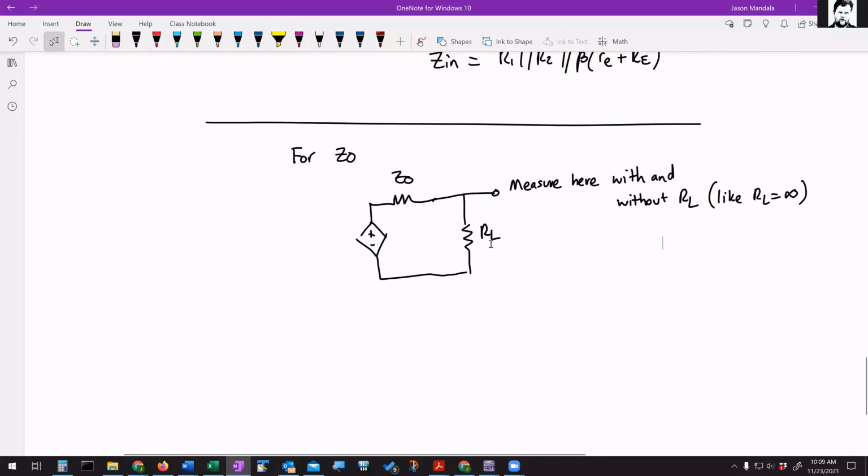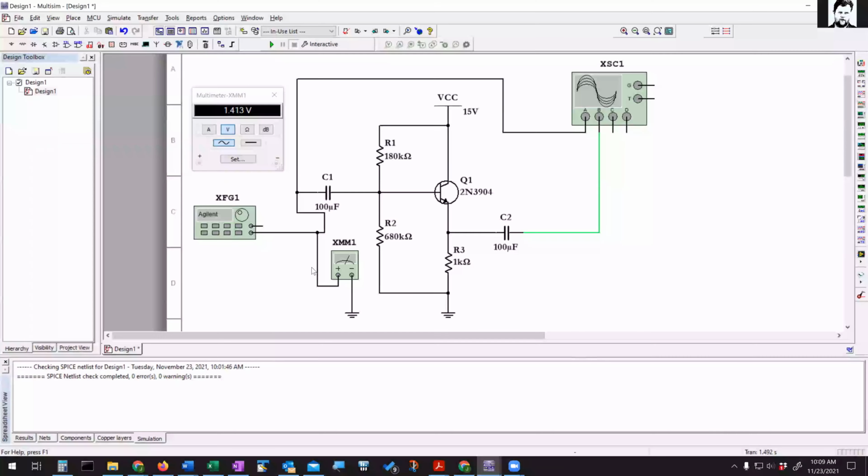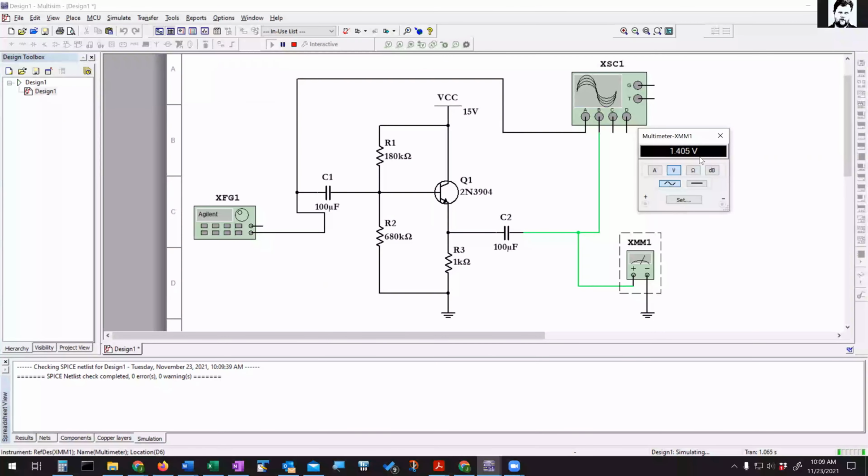So same kind of thing, you're going to get a voltage with and without RL. So let's check that. Let's do the same thing, but for the output side. The output should be on this other side of this capacitor. Yeah, I'm getting 1.405 without anything connected there.